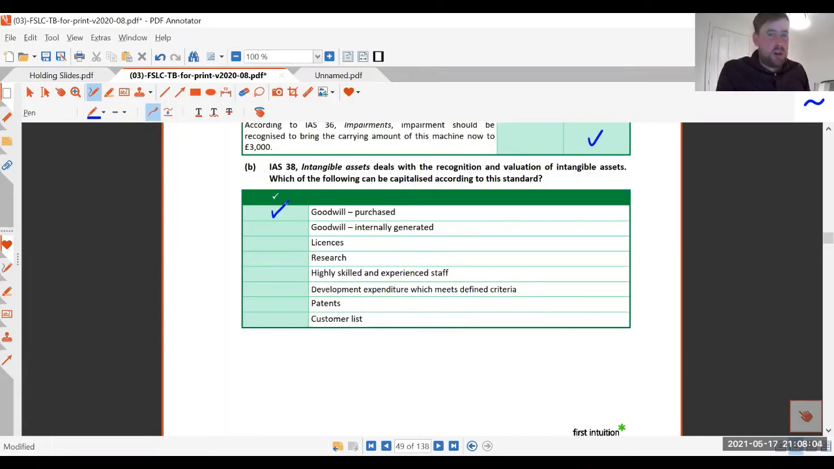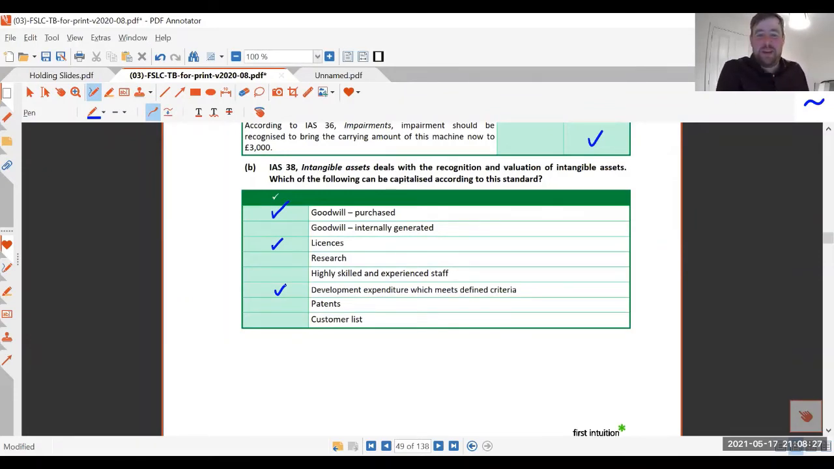Licenses. I like licenses. Yeah, we can bring those in. They're going to have a benefit to us for a number of years. Let's throw those in. Development. Lots of people there with development saying it meets the criteria. Yeah, good stuff. We'll get that in there.